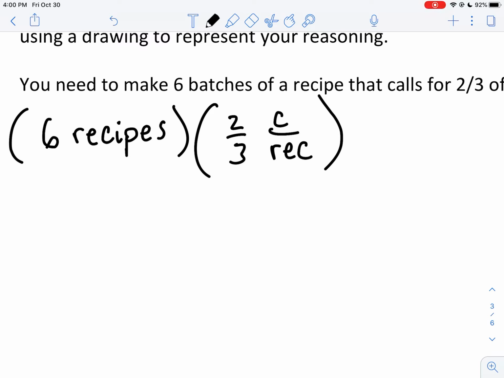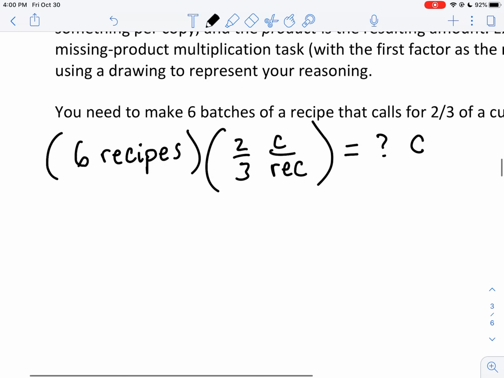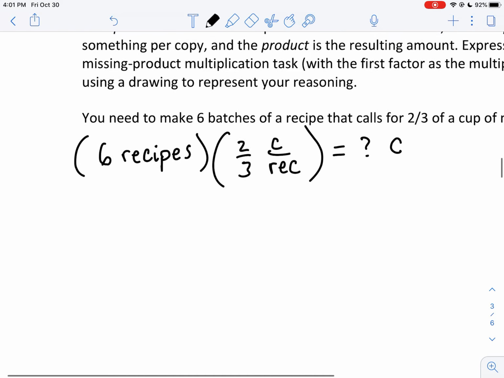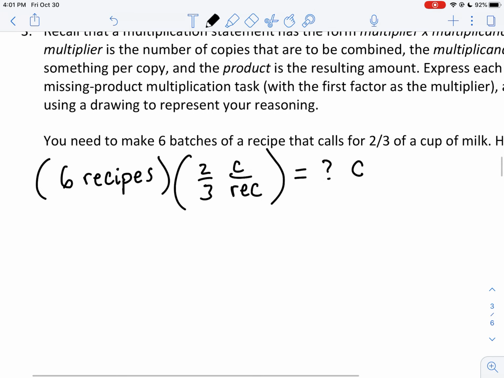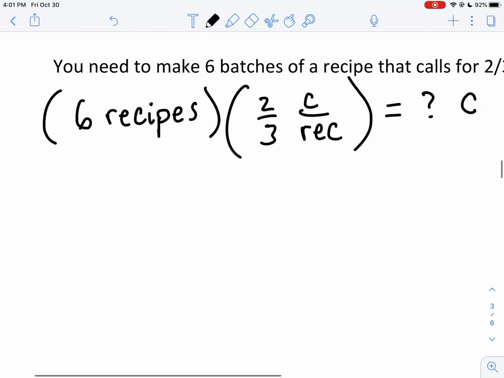So we're doing 6 recipes and 2/3 of a cup per recipe, and the question is how many cups do we need total for this? So the 6 is the multiplier, it's a whole number, but the multiplicand is a fraction. And when you have a whole number multiplier, it's really just making equally sized copies. So we have 2/3 that we want to copy 6 times, essentially.